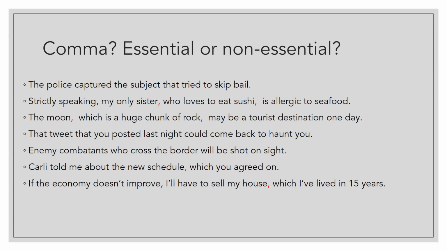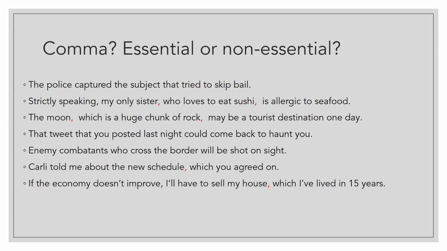So in the first sentence, if I took out the clause, you would ask, who did the police capture? Which subject? Who are we talking about, right? In the fourth example, that tweet, which tweet? I'm on X now, Twitter, right? Every day I have 1 million tweets. Which tweet are you talking about? I need to identify that tweet, right?